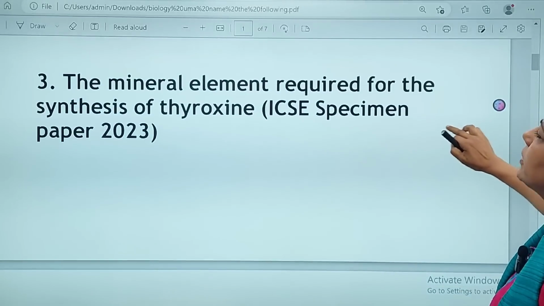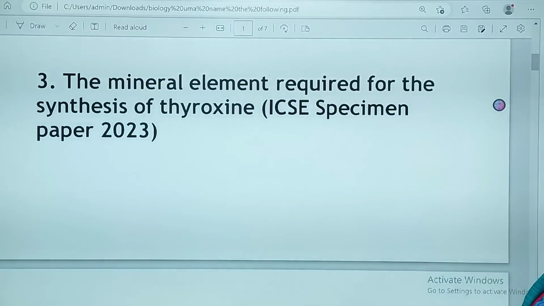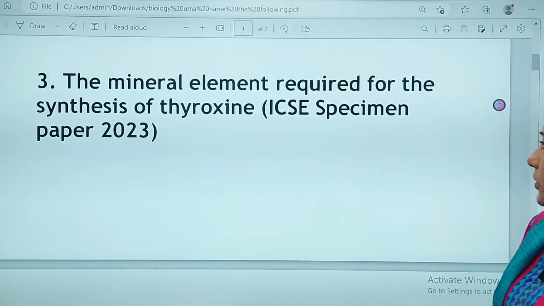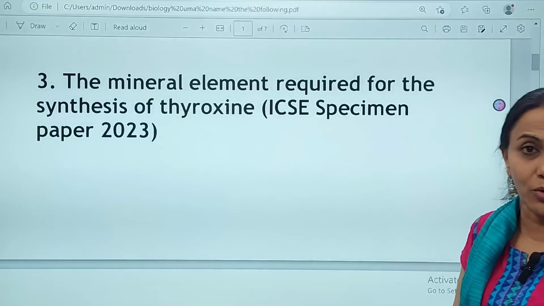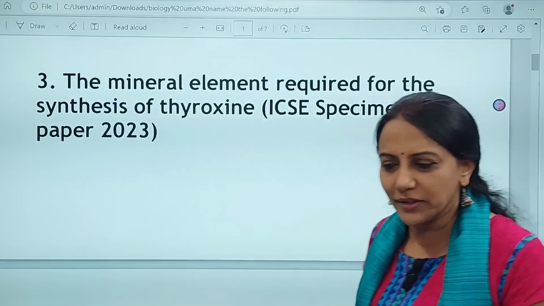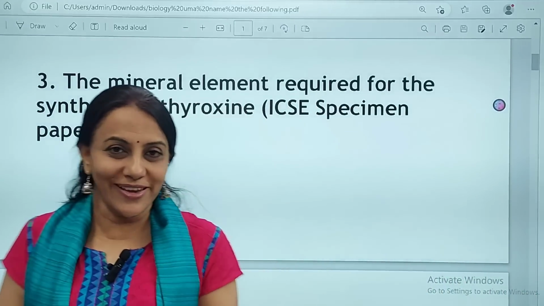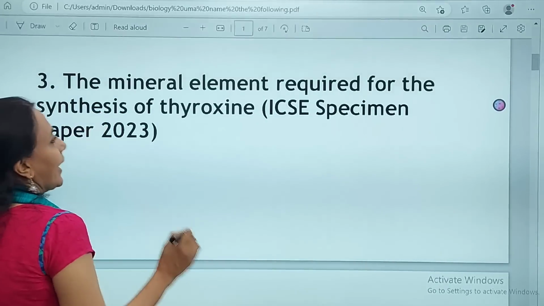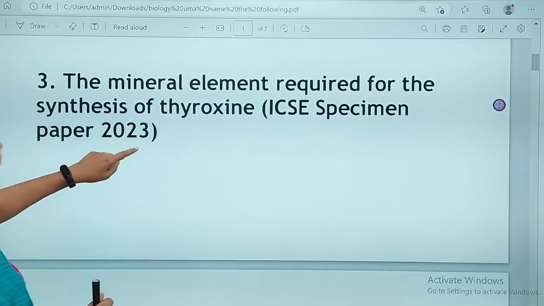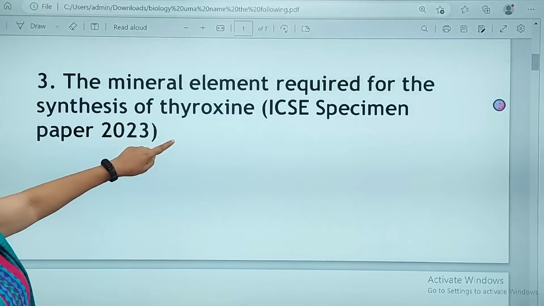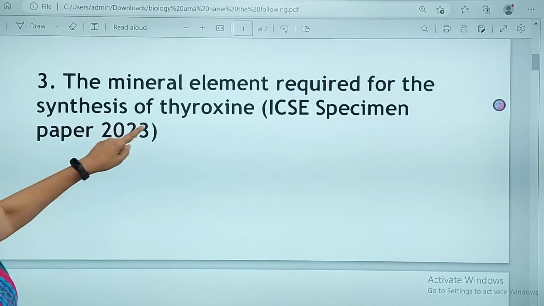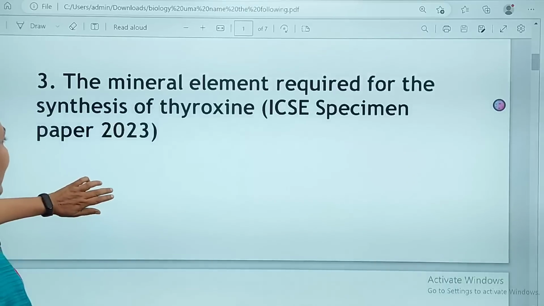Okay. The mineral element required for the synthesis of thyroxine. This again was there in the ICSE specimen paper for 2023. The mineral element required for the synthesis of thyroxine. Many of you would know that we speak about, yes, iodized salt. The reason we speak about iodized salt is because iodine has a very important role to play in the production of thyroxine, and therefore the mineral element required for synthesis of thyroxine is called iodide.